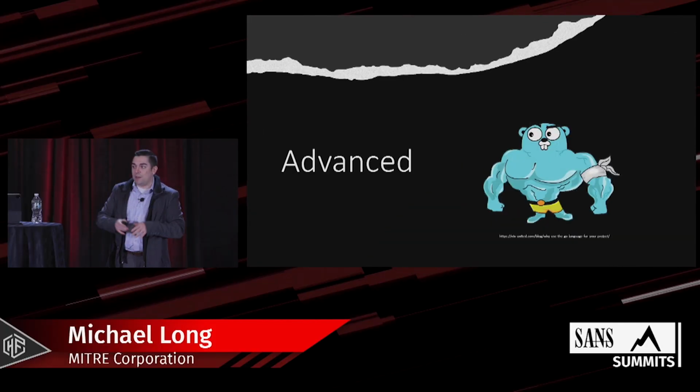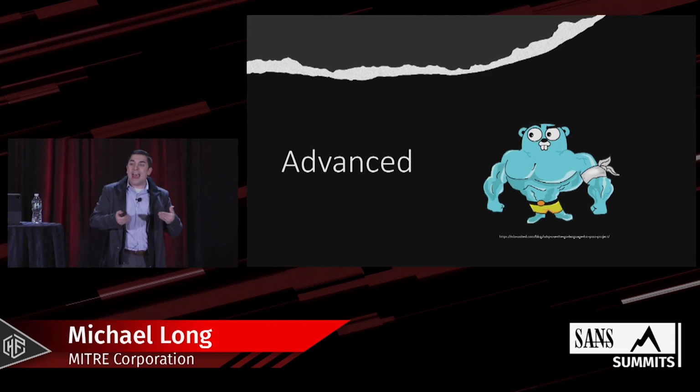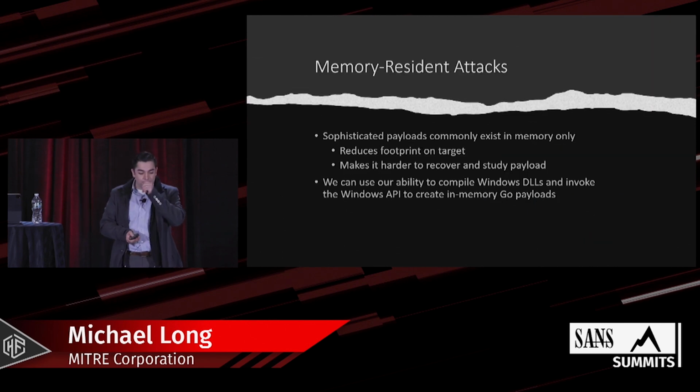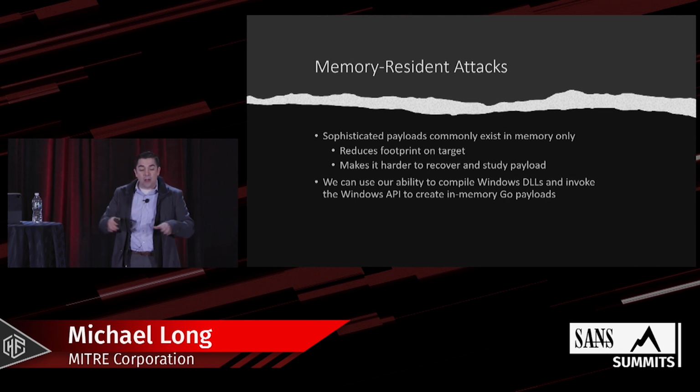All right, so up to this point, we've talked about building Go payloads. We've talked about using the Windows API and taking some hardening steps to improve our operational security. Now what I want to do is start getting into some of the next level stuff, those really advanced behaviors that we as red teamers and adversaries will be interested in. So, memory resident attacks. If you look at any CTI from mainstream sophisticated threat actors, we know that oftentimes they like their payloads to exist in memory without touching disk.